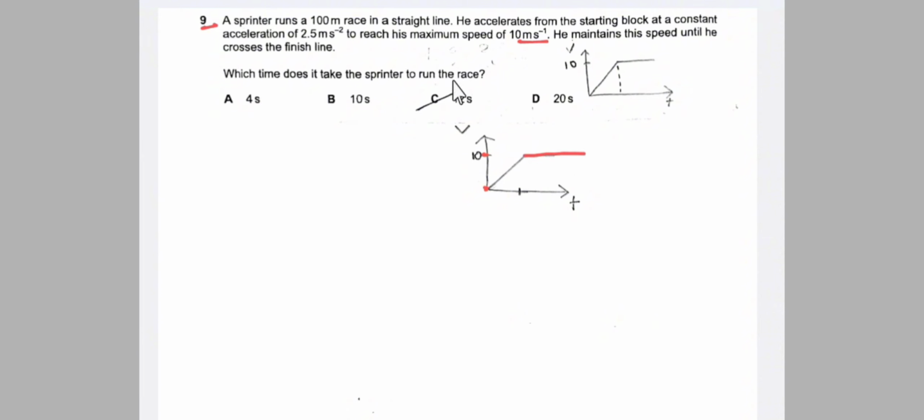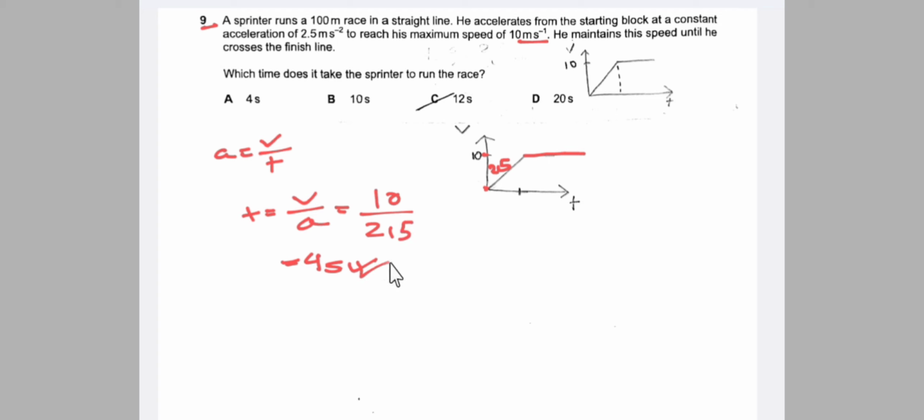Which time does it take for the sprinter to run this race? To find the total time for this race, first of all, we need to find the time taken for the acceleration. We know the value of acceleration, that is 2.5. We know that acceleration is equal to velocity divided by time, so time is equal to velocity divided by acceleration. The velocity is 10 and the acceleration is 2.5. So 10 divided by 2.5 gives the time, that is 4 seconds. So this is the time for acceleration.